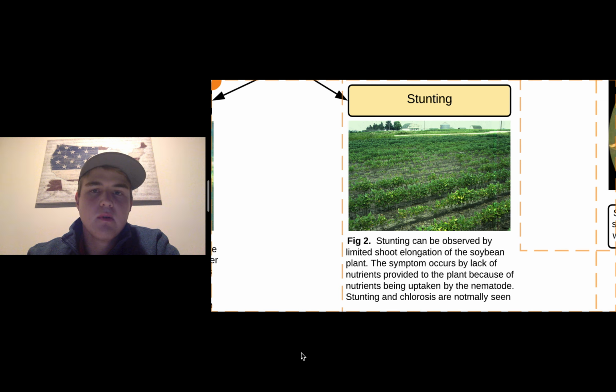Stunting will also occur, like we've mentioned, and overall this will happen in spots throughout the field, or even in some cases on larger scales. In general, stunting and chlorosis will most of the time be seen together.